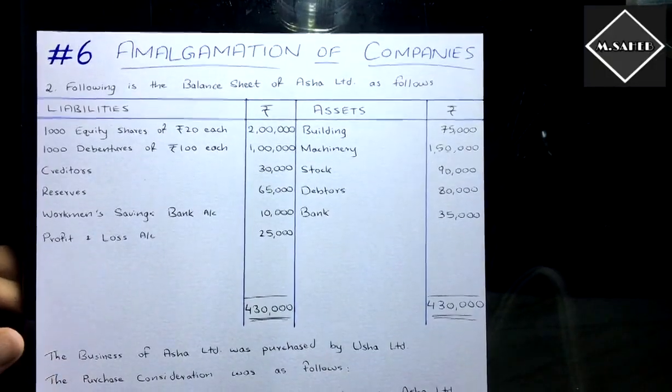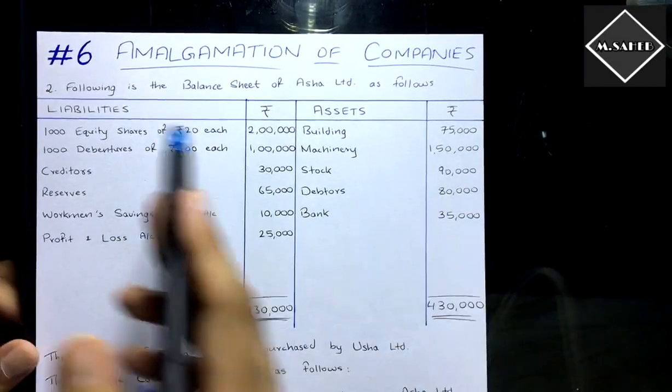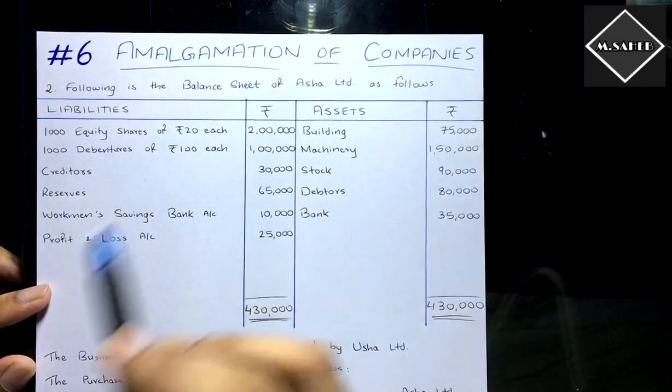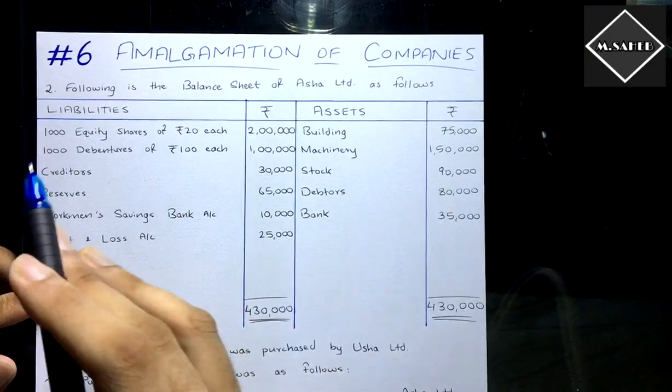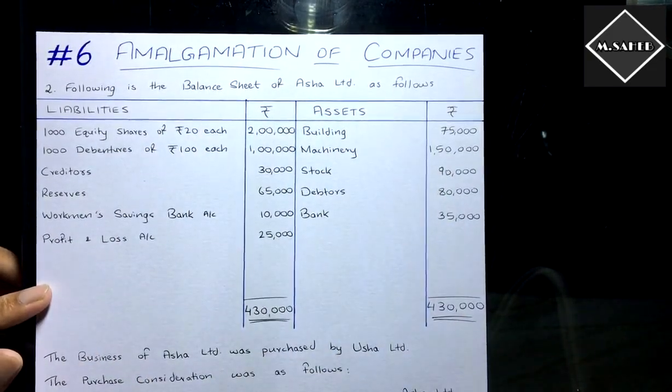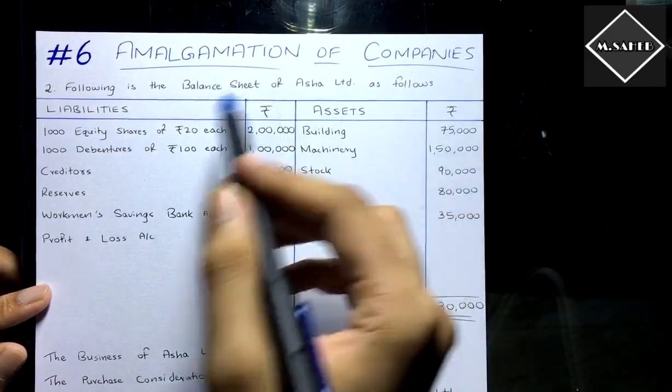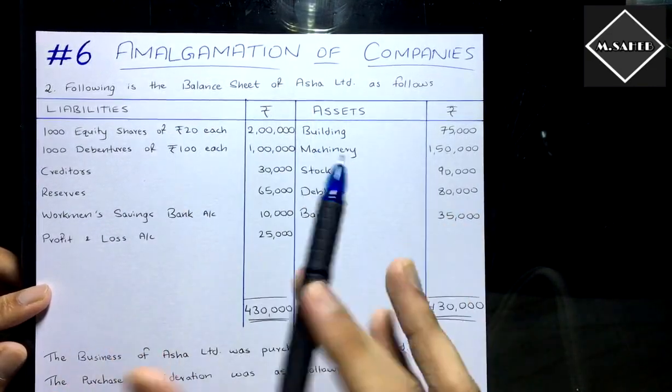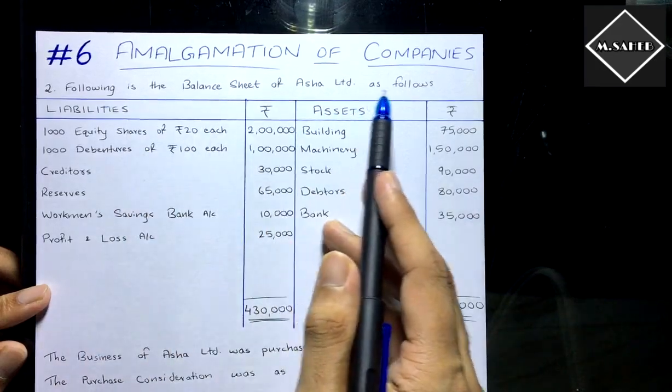Hi everyone, welcome back to the Amalgamation chapter. See, this is video number 6, and in this video we are going to solve this problem. In the previous video, the 5th video, we also solved one problem. So now in this video, we are going to solve this problem. See here, it's a simple problem. Following is the balance sheet of Asha Limited.